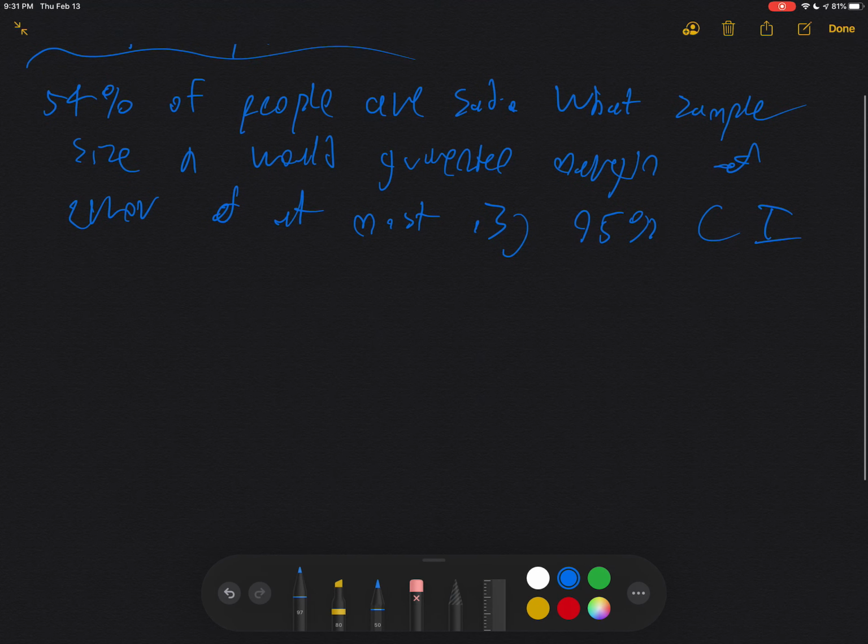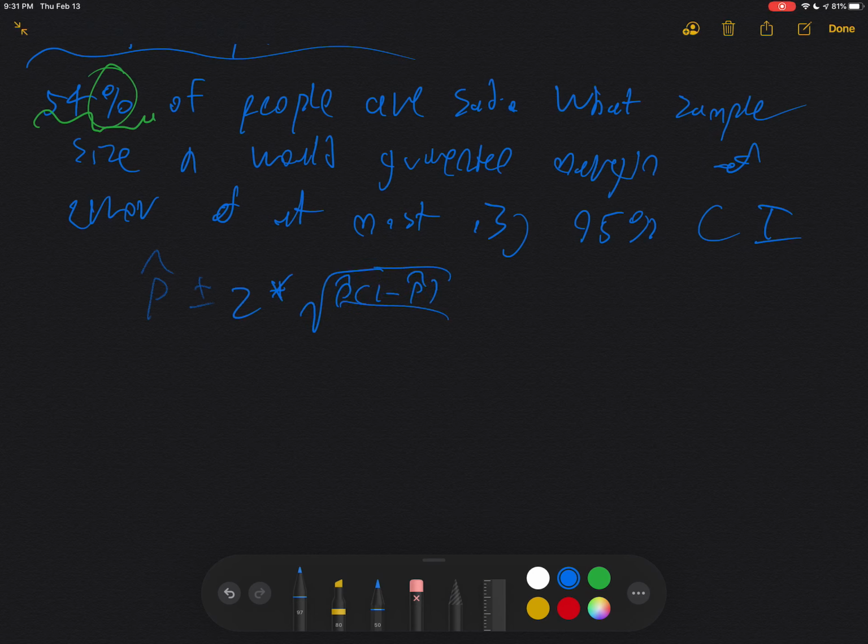So what you need to do is realize that this is a proportion problem, since we're dealing with percentages. So we need to use the proportion confidence interval formula, which is p hat plus or minus z star times the square root of p hat times 1 minus p hat over n. What we need to do is isolate the margin of error from this. So we know this is the point estimate and this is the margin of error. We just need to isolate the margin of error.